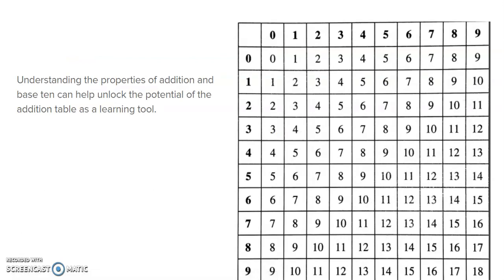Many times when children are learning how to add, we can use tools like the addition table or base 10 table. We use it as a grid system. 1 plus 0 equals 1. That's our identity property. 1 plus 1, where do they meet? They meet at 2. 1 plus 1 is 2.